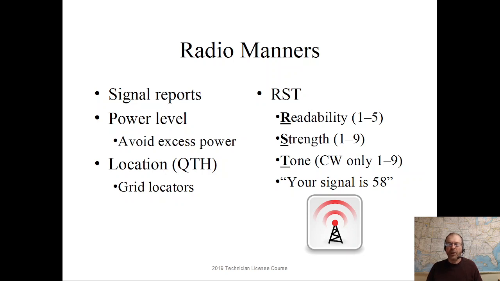My grid locator here in Woodbury is EN34, or Echo November 34. You can give a signal report using the RST system for Morse code, where R is readability 1 through 5, S is signal strength 1 through 9, and the tone of the CW signal is 1 through 9, with a buzzing tone that's kind of rough sounding being a 1, and a perfectly clear musical tone being a 9.